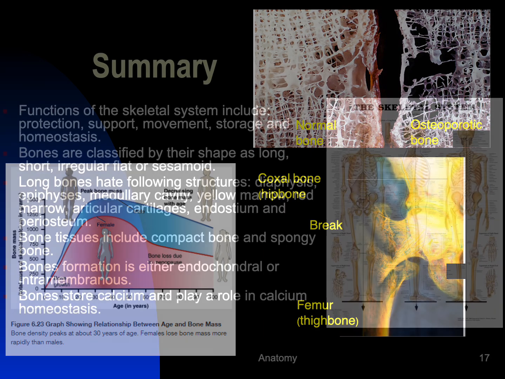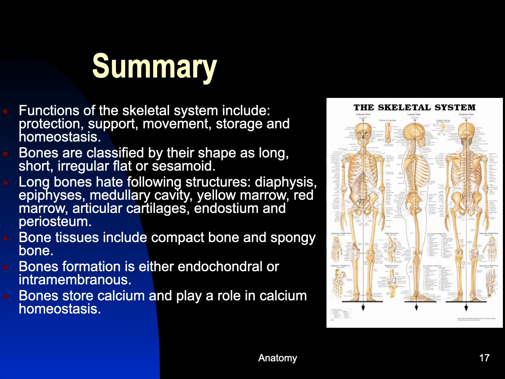Okay, so let's summarize here. Functions of the skeletal system include protection, support, movement, calcium and fat storage, and homeostasis. Most bones are long bones. There are some that are short or flat bones as well. Long bones have the following structures: diaphysis, epiphysis, medullary cavities, yellow bone marrow, red bone marrow, and endosteum and periosteum. Bone tissues include compact bone and spongy bone. Bone formation is either cartilage or membrane bone, and bones play a role in calcium storage and homeostasis.